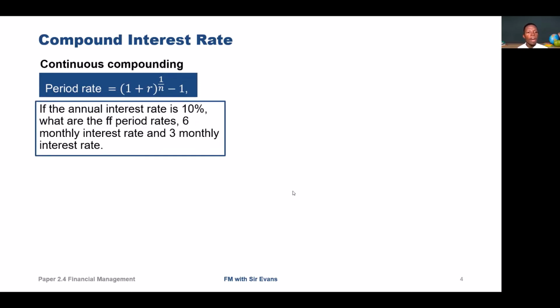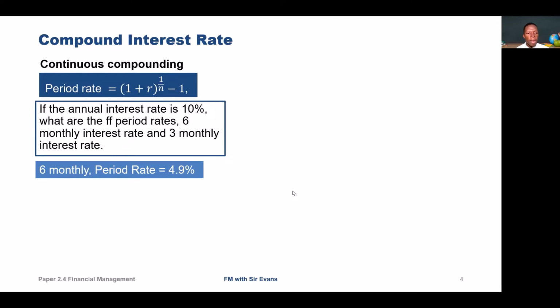So for example, if the annual interest rate is 10%, what are the following period rates? A 6-monthly interest rate and a 3-monthly interest rate. So we'll take the first one. If it's a 6-monthly interest rate, what we are saying is this 10%, we are bringing it down to a 6-monthly, and that will happen twice in a year. So it's going to be (1 + 10%) raised to the power 1/2, minus 1. And that will give us 4.9%.